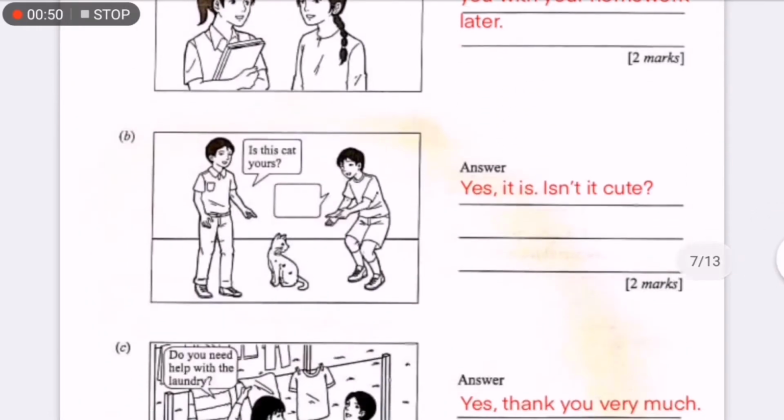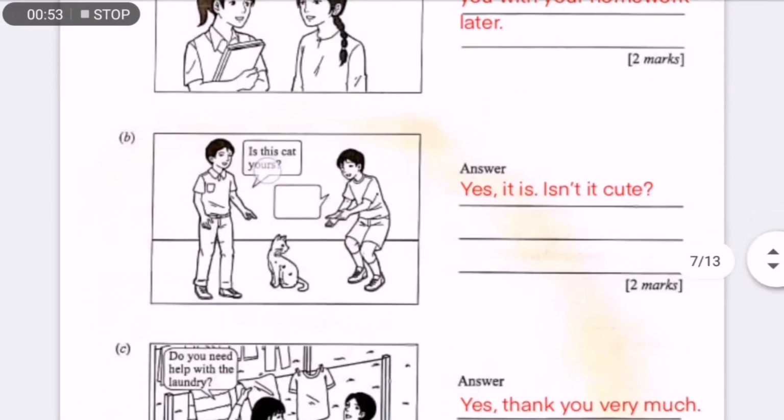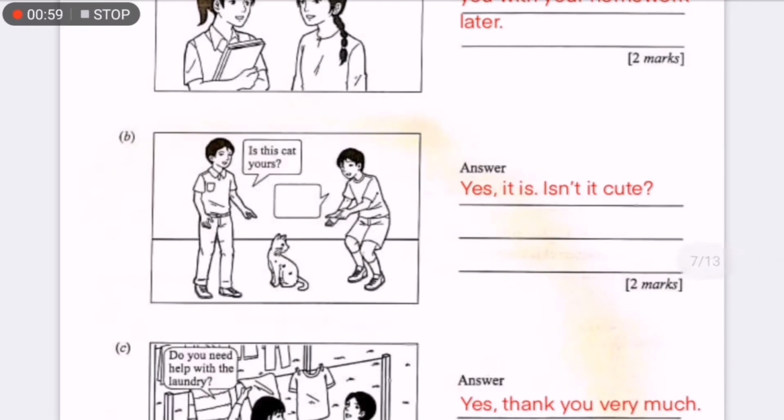Question 2: is this cat yours? Again, conversation starter because it's on top. How should the reply be? Yes, it is. Isn't it cute? That can be your reply.